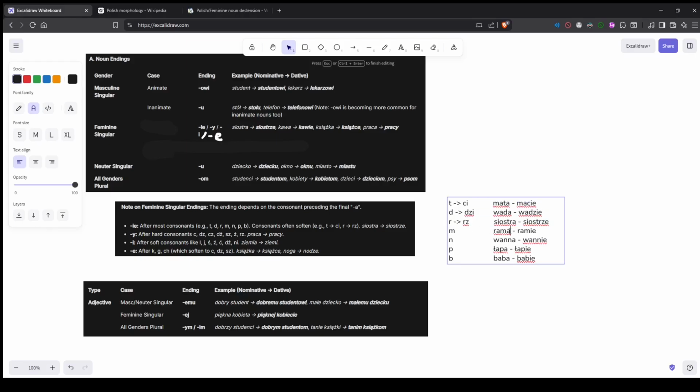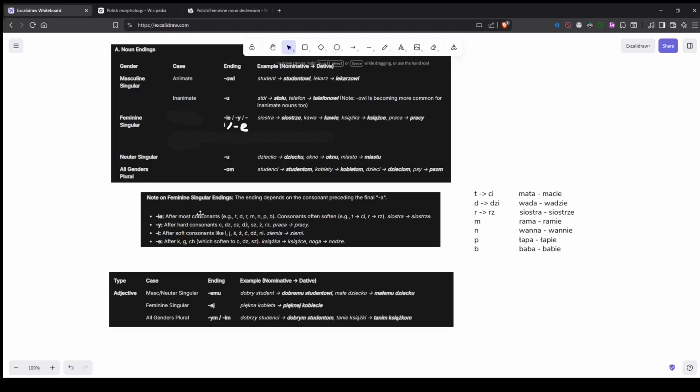And otherwise, you just replace the A with IE, okay? Rama, ramie. Wanna, wannie. Łapa, łapie. Baba, babie. Okay? So this is the first group.